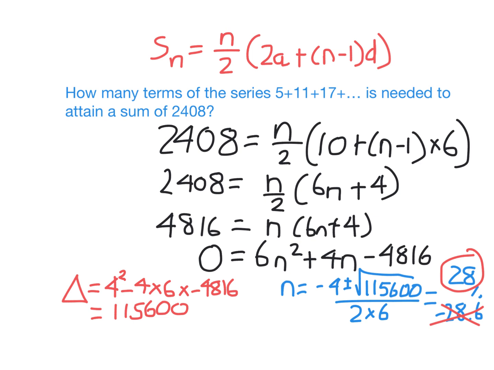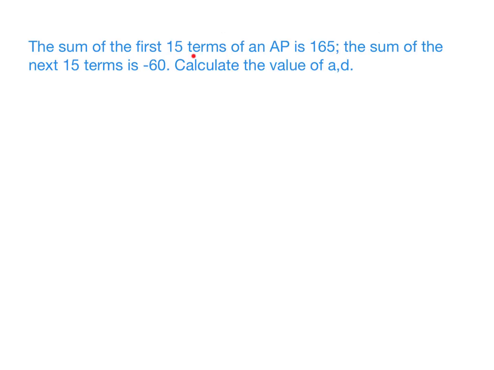All right, let's look at one more question. The sum of the first 15 terms of an AP is 165. The sum of the next 15 terms is minus 60. We're going to calculate the values of A and D. So hopefully you are thinking straight away simultaneous equations, because we need to calculate 2 quantities at once. So we need to set up 2 equations.